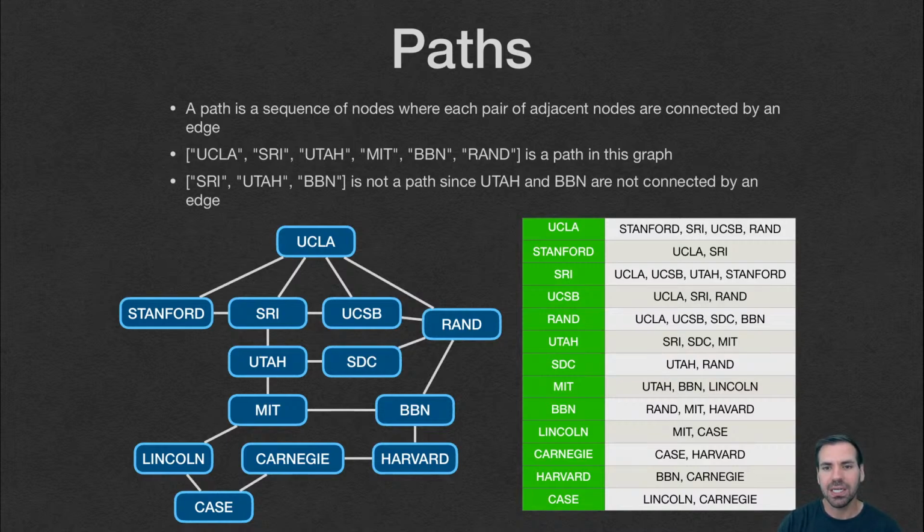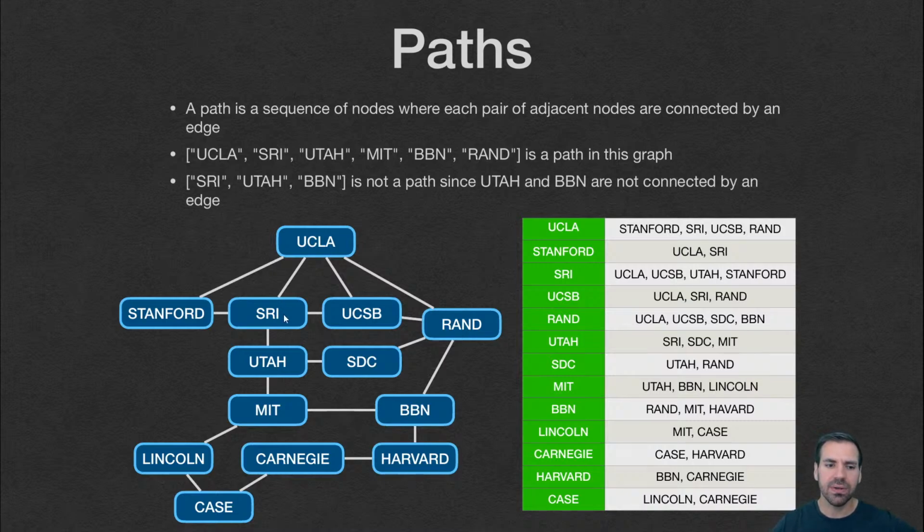We have to get a definition out here. A path in a graph is a sequence of nodes where every pair of consecutive nodes is connected by an edge. That's a path in the graph. So this path, this list of nodes, UCLA, SRI, connected by an edge, Utah, connected by an edge, MIT, connected by an edge, BBN, connected by an edge, RAND, connected by an edge. This is a valid path in the graph because each pair of consecutive nodes is connected by an edge.